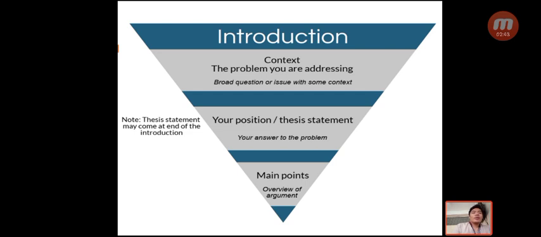Then, what is the content of the introduction? So first, the context. The problem you are addressing, a broad question or issue with some context. Second is your position or the thesis statement, your answer to the problem, then the main points at last, an overview of the argument. So first is the problem you are addressing.